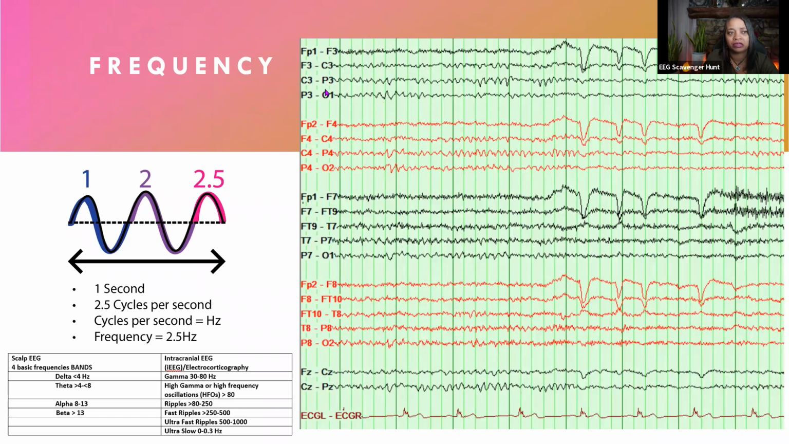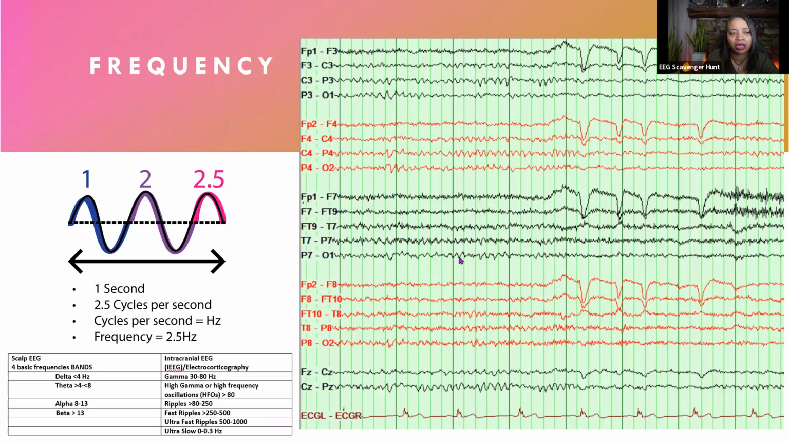We refer to this as AP bipolar. We'll go over that in more detail in subsequent series. But you can see this is left parasagittal, which I pointed out earlier, and right parasagittal here. This is the left temporal chain here. When these are together like this, we call this a chain, and this is the right temporal chain.